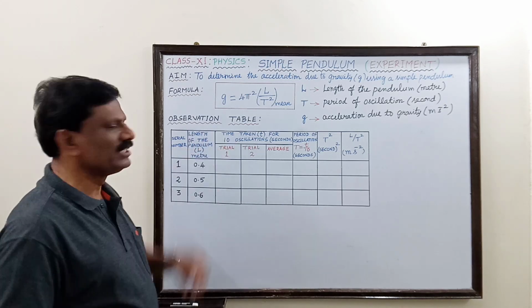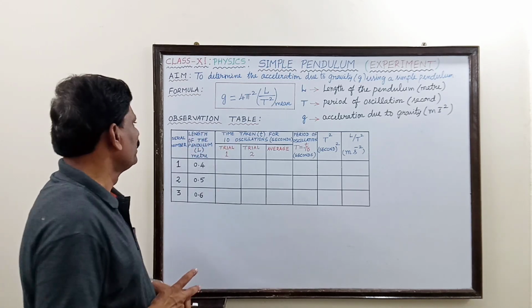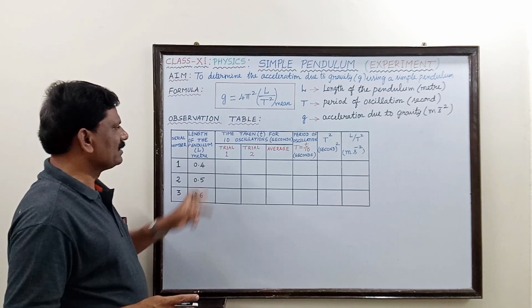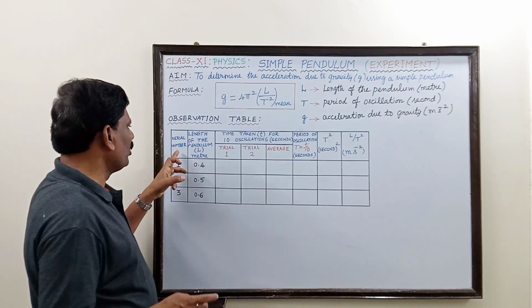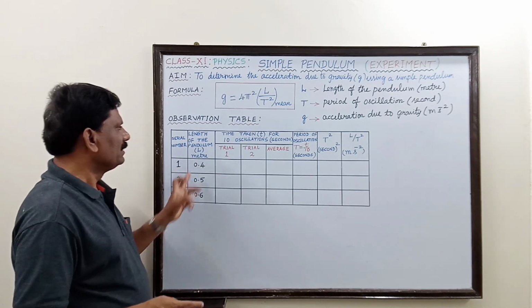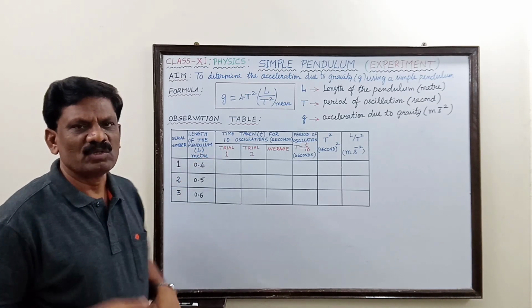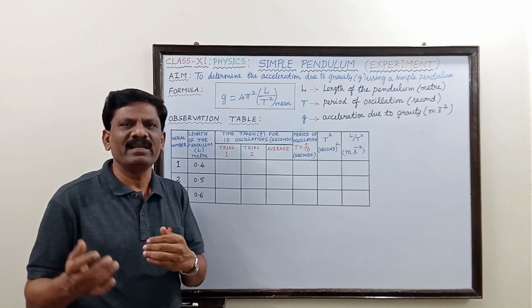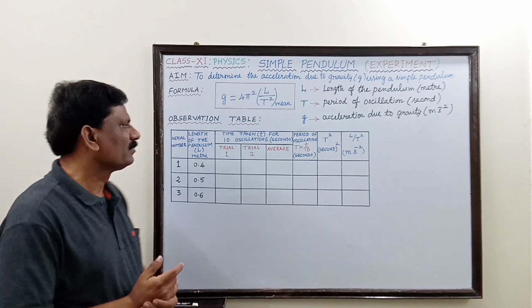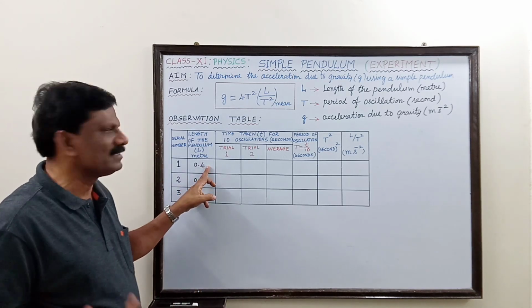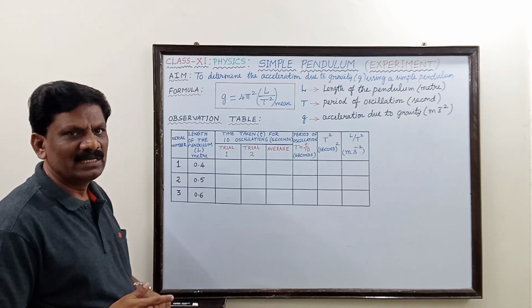So what is the observation table you have to make? Like this. There are some columns. The first column is serial number. The next column is length of the pendulum in meter. So we are going to take different lengths of the pendulum. For different lengths, what are we going to measure?